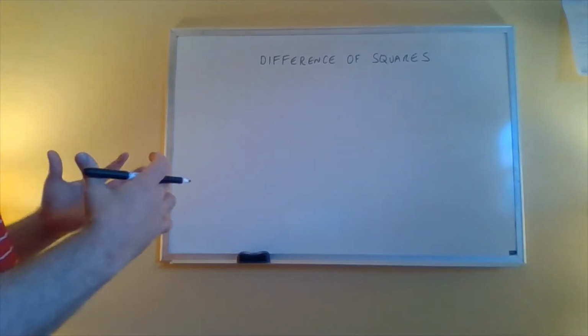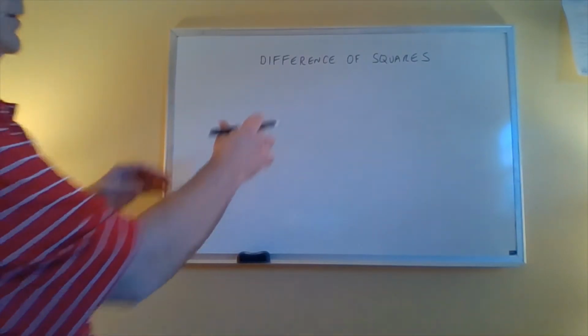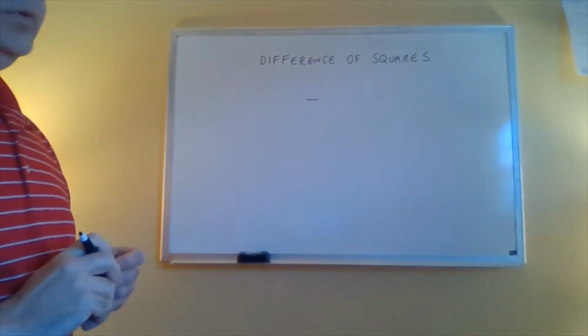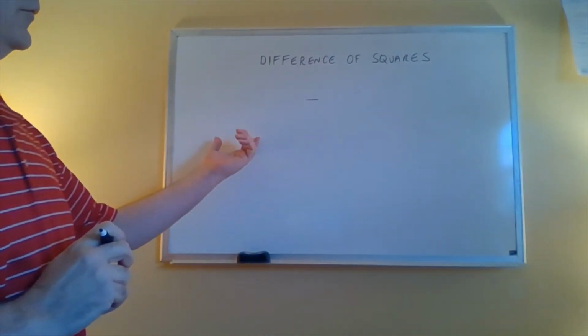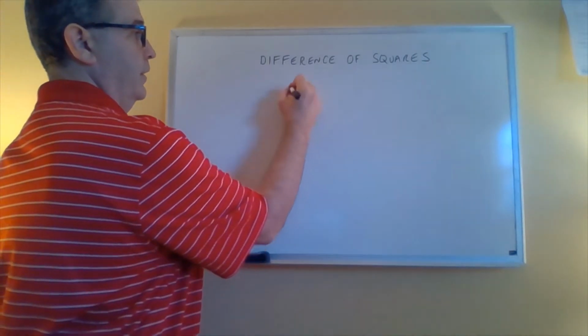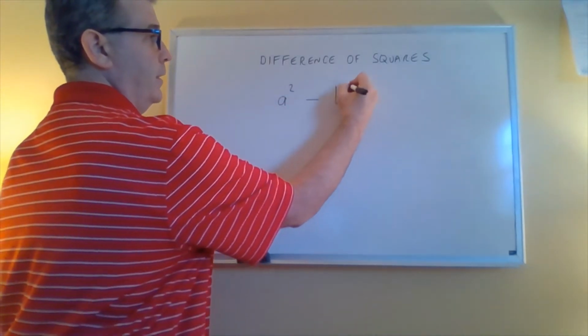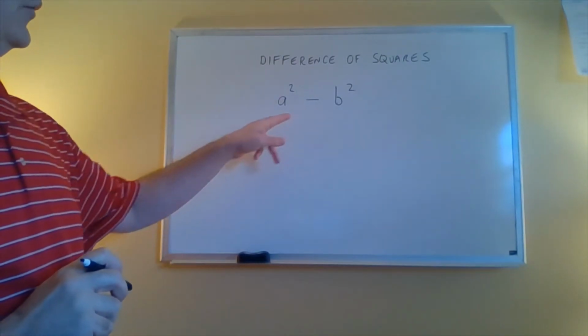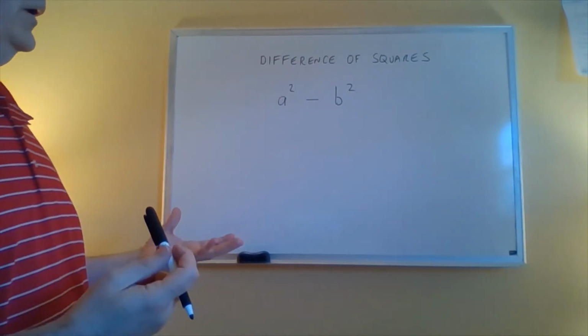So first of all, what is difference of squares? Well, difference means a subtraction problem. So we're going to be dealing with a subtraction problem. Basically, two squares. So we're going to have one squared term minus another squared term. Okay. So a squared minus b squared, that's a difference of squares.